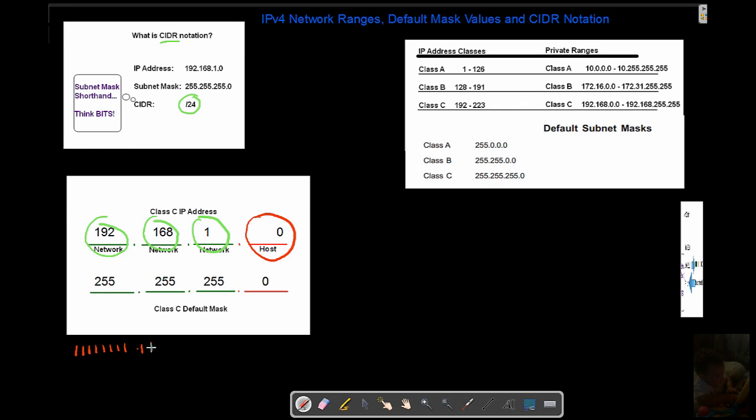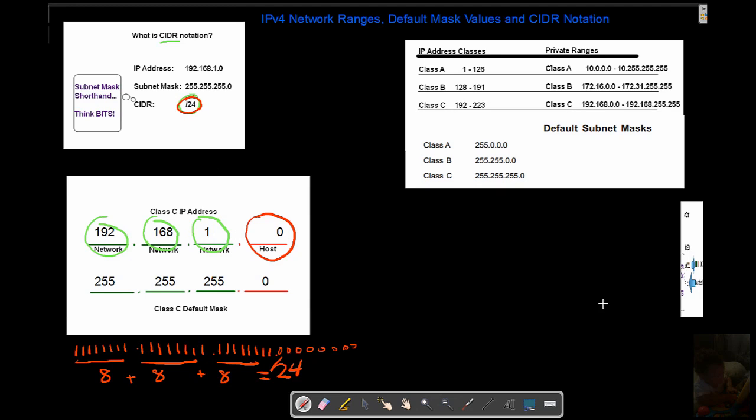1, 2, 3, 4, 5, 6, 7, 8. How many bits are enabled? Remember, these are bytes of information, so they're 8 bits per octet. 8, 16, 24. 8 bits here, 8 bits here, 8 bits here. So we're dealing with a CIDR notation of 24, slash 24, just like we have up here.